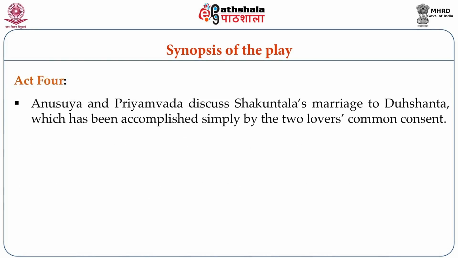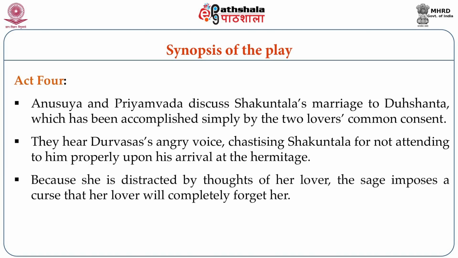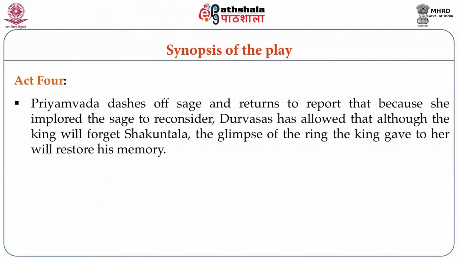Act 4. Anushwa and Priyamvada discuss Shakuntala's marriage to Dushwanta, which has been accomplished simply by two lovers' common consent. They hear Durvasha's angry voice chasing Shakuntala for not attending to him properly upon his arrival at the hermitage. Because she is distracted by thoughts of her lover, the sage imposes a curse that her lover will completely forget her.